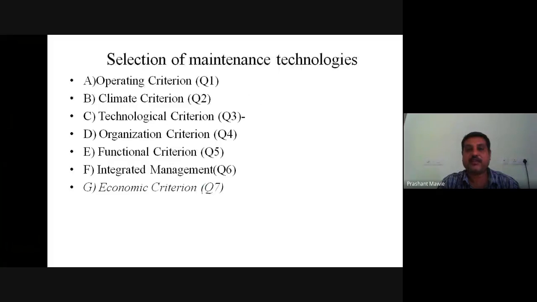And maintenance technologies are used on the following criteria. First is operating criteria, climatic criteria, technological criteria, organization criteria, functional criteria, integrated management system, and economic criteria.